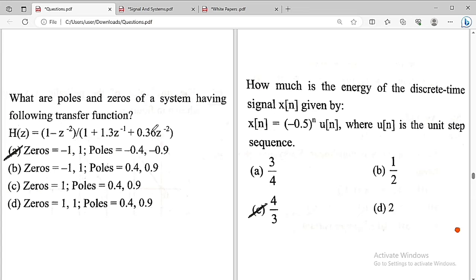So what is H of z? It is 1 minus z to the power of minus 2 by 1 plus 1.3 into z to the power of minus 1 plus 0.36 into z to the power of minus 2. This is the H of z expression, or we can say the transfer function of the discrete system they have given, and they are asking what are the zeros as well as the poles. Of the four options, option A, which says the zeros are minus 1 comma plus 1 and the poles are minus 0.4 comma minus 0.9, is the correct solution of this question. So let's solve this numerical.